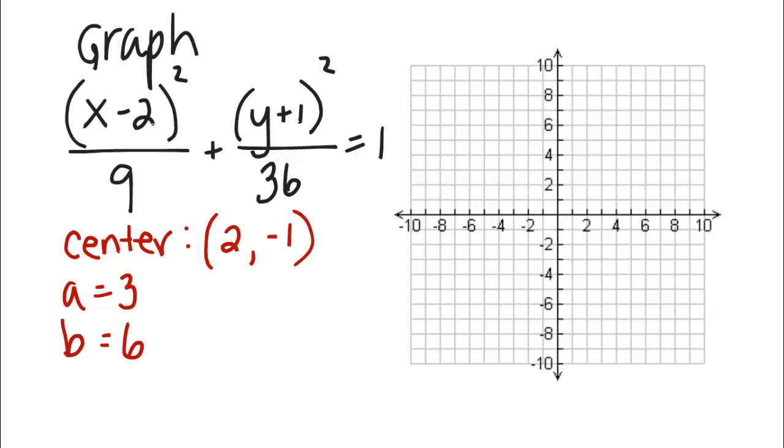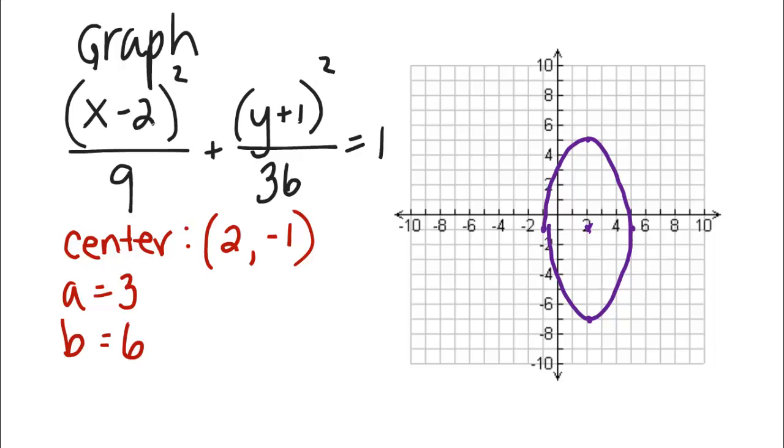Let's plot the center, 2, -1, and that's not on the ellipse. It's not a point on the ellipse, so I make a little X just to remind myself it's not actually part of the graph, but it's helping us get the picture. A is 3, so I'm going to go 3 units to the right and to the left, because that's our horizontal movement. And B is 6, so I'm going to go 6 up and 6 down from the center. And I connect that as best I can to make an ellipse.